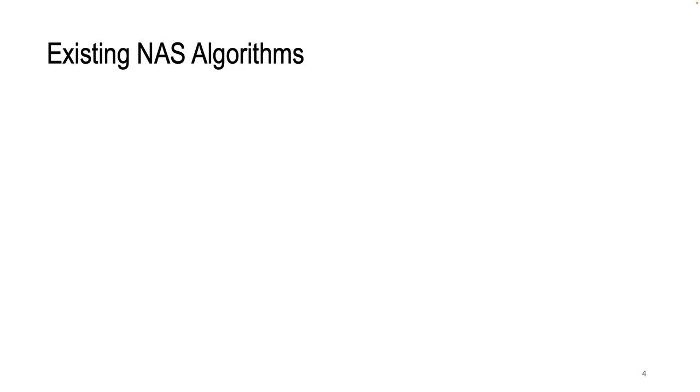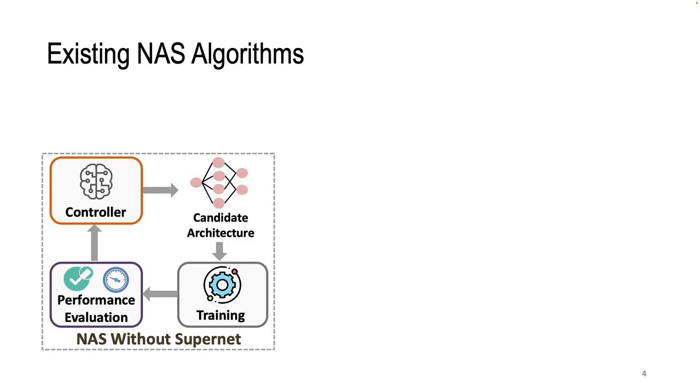Many prior NAS algorithms can be categorized as NAS without a supernet. That is, given each candidate architecture produced by the controller, the model is trained and then evaluated for its performance, based on which the controller produces another candidate architecture. The search cost of this type of NAS can take up to 100 GPU hours for even a single device.